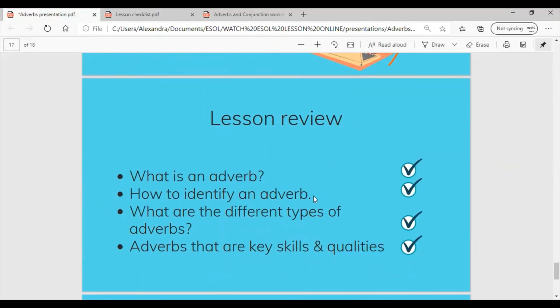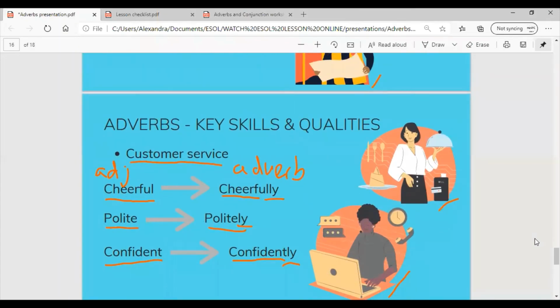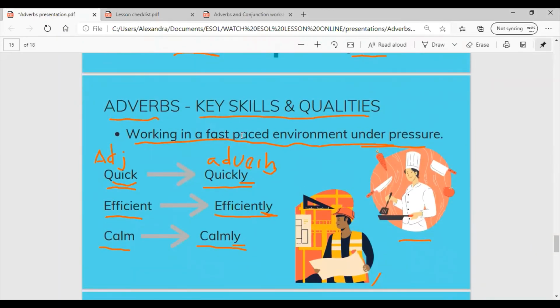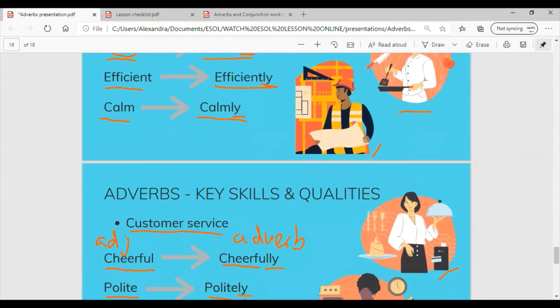We've looked at how to identify an adverb, so you look for the ly at the end, or you look for whether the word is telling us more about how, when, where, or how often an action is taking place. We looked at the different types of adverbs, and we've also looked at adverbs in the context of key skills and qualities. When we look at customer service and these key skills and qualities, cheerfully, politely, confidently, and the same goes for working in a fast-paced environment under pressure. You need to work quickly, efficiently, and calmly, and these are all adverbs to describe working in those scenarios.